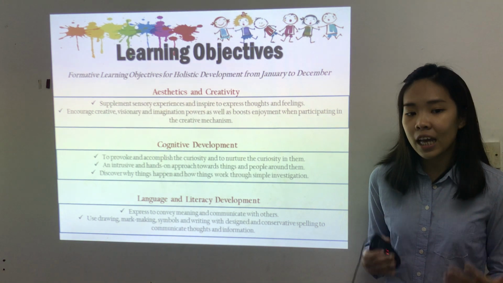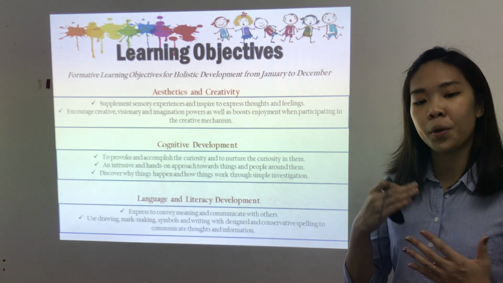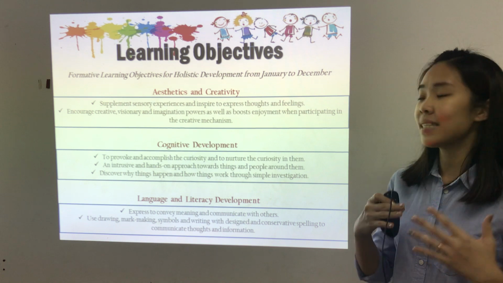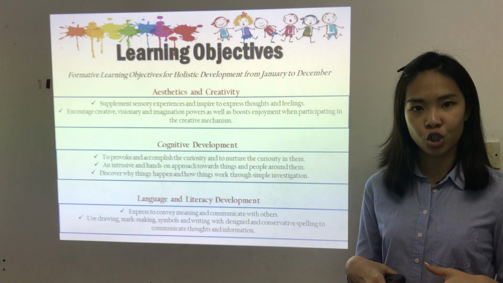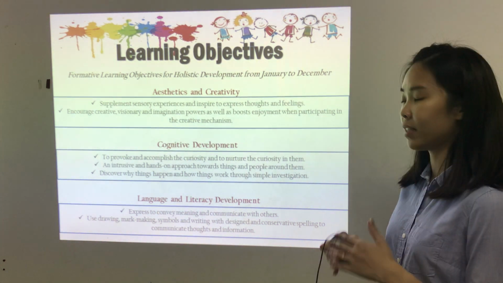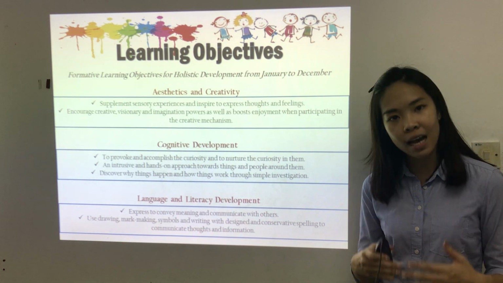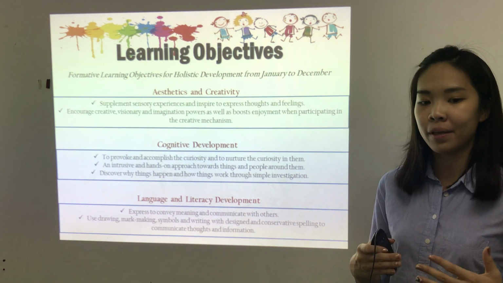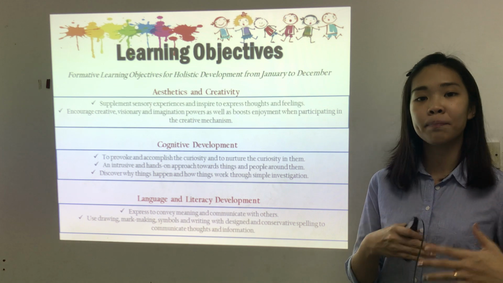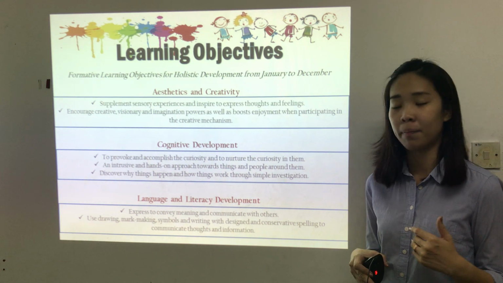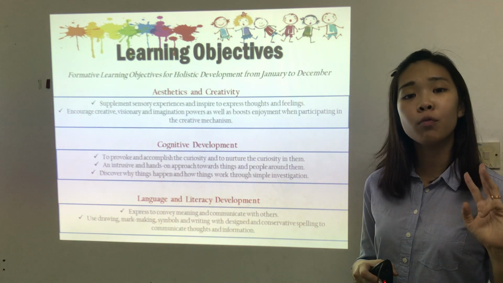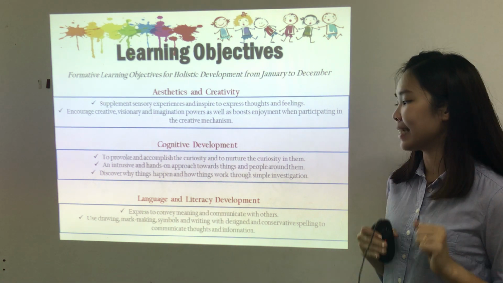The second area is cognitive development. Children are able to provoke and accomplish curiosity, and it is an intrusive, hands-on approach towards things and people around them. From there, children can discover why things happen and how things work through simple investigation or experiment. The third area is language and literacy development.